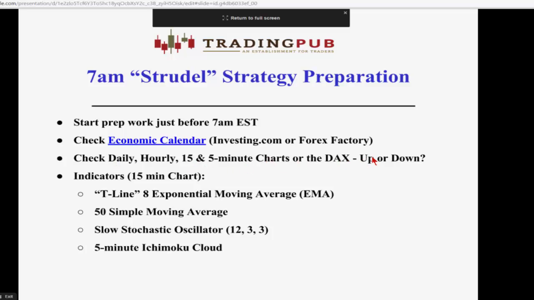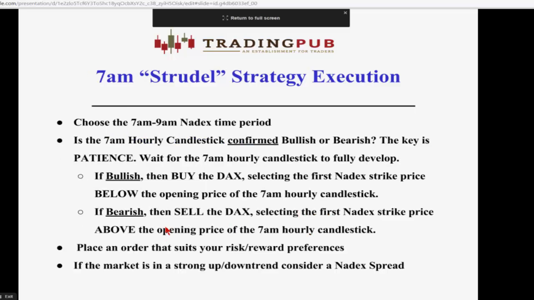I want to check the daily, hourly, 15 and 5-minute charts on the DAX to see if I can see an up or down trend. On the 5-minute charts, I'll take a look at the T line, which is the 8 exponential moving average. I'll take a look at the 50-period simple moving average. I've got a stochastic oscillator set at 12.33, and I'll take a quick look at the 5-minute Ichimoku cloud to give me some idea on where this market is likely moving.